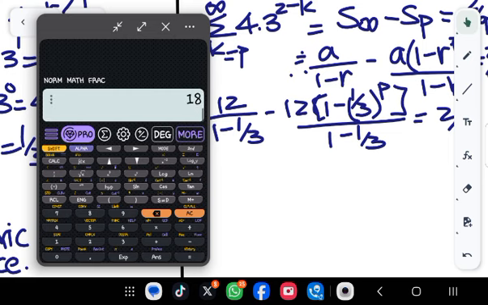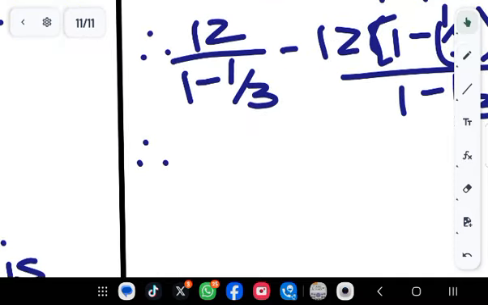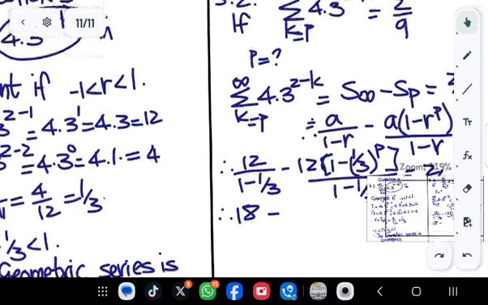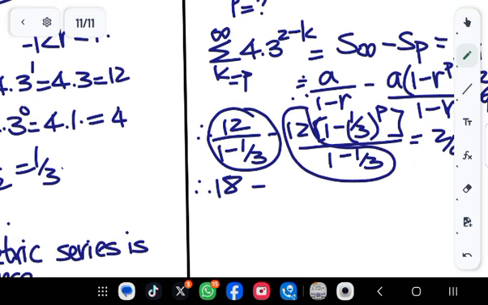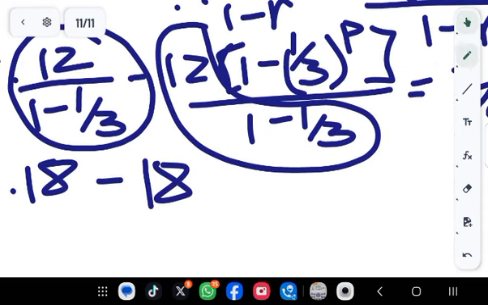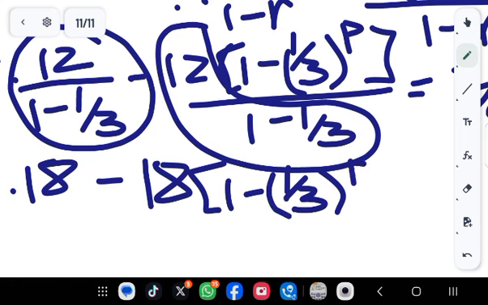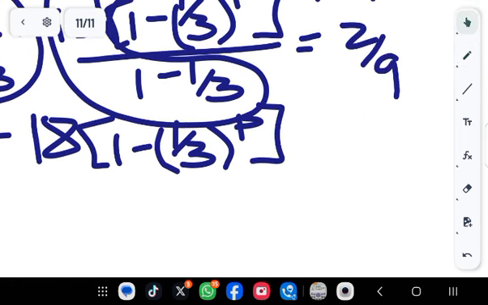And that is equal to 18. There we go. So that gives us 18. Therefore 18, and here is another 18. So that's 18 minus, let me show you something. So we've got this, which is common to that. So we've got another 18 over here, and that is multiplied by 1 minus a third all to the power of p, which is equal to 2 over 9.